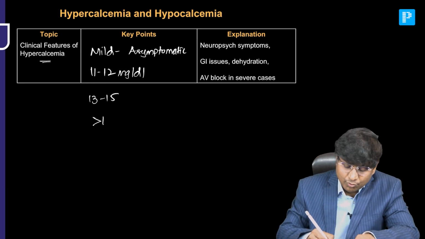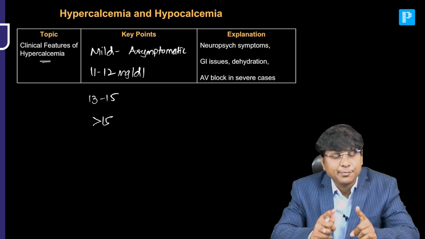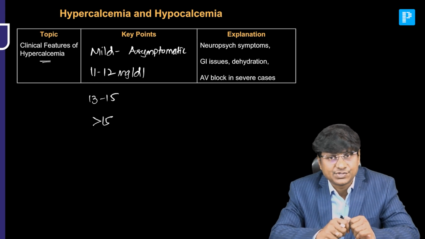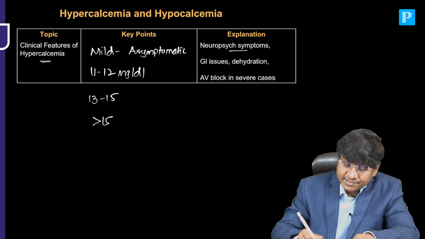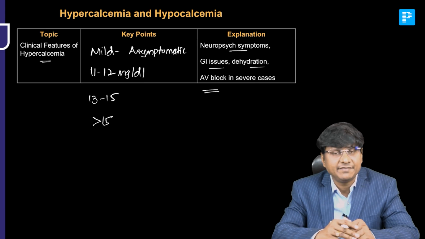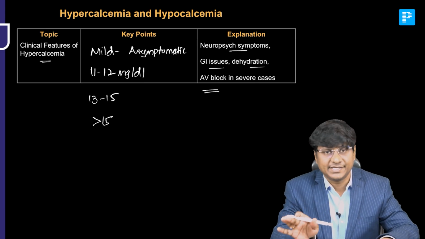And when calcium levels are more than 15 milligrams per deciliter, that is the point when the individual can have systolic arrest. Right? That is the point when the individual will have systolic arrest. So, neuropsychiatric symptoms, gastrointestinal issues in the form of constipation, dehydration, then AV block can occur in severe cases.